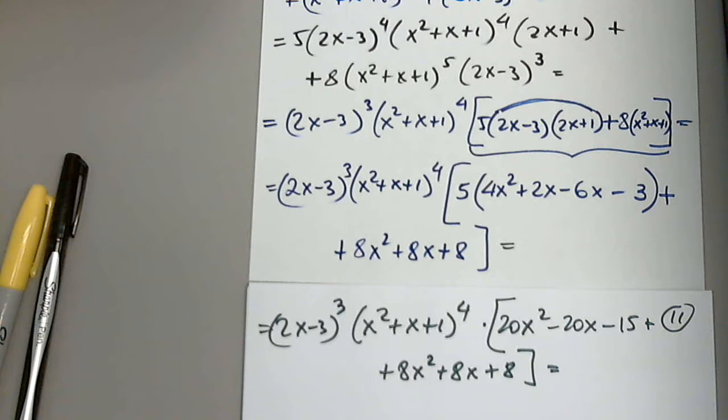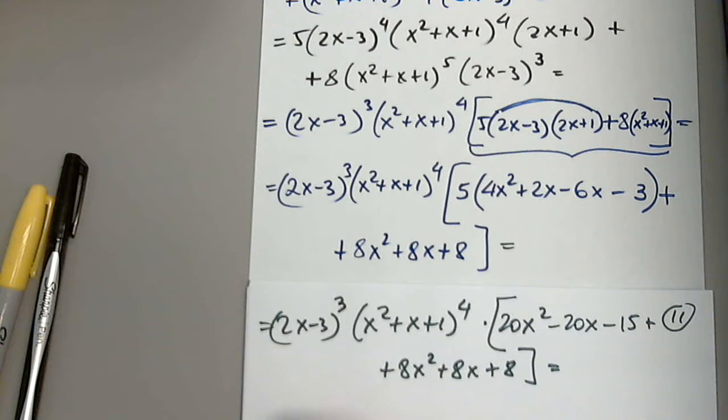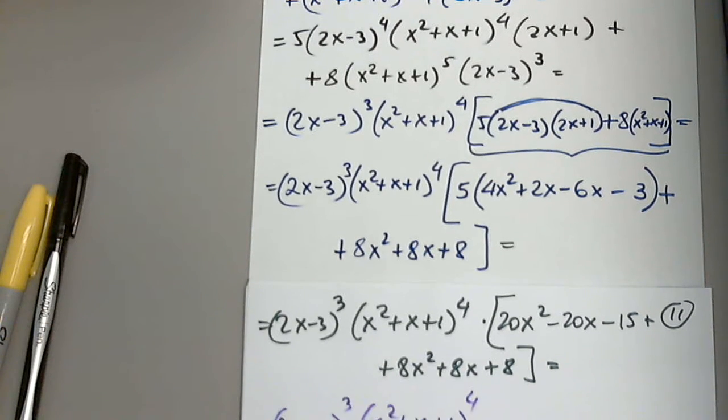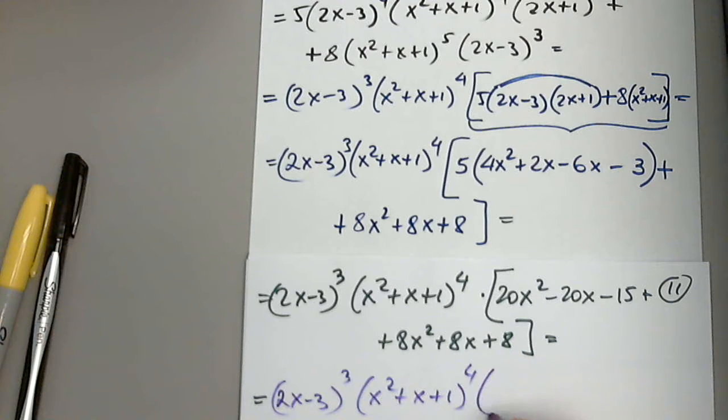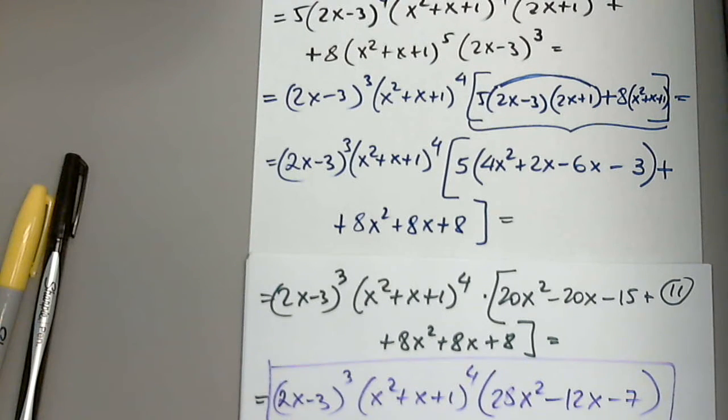So now finally, we have 2x minus 3 cubed. This is the final form. x squared plus x plus 1 to the 4th. We combine like terms. 28x squared minus 12x and minus 7. And this is it. A lot of work on this. But I think we got the idea.